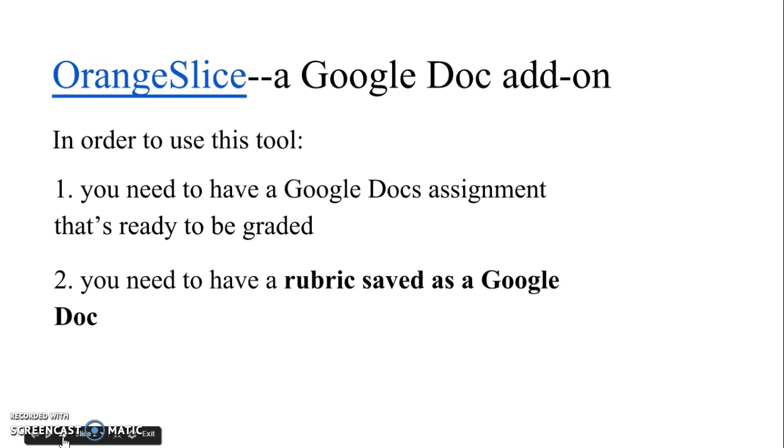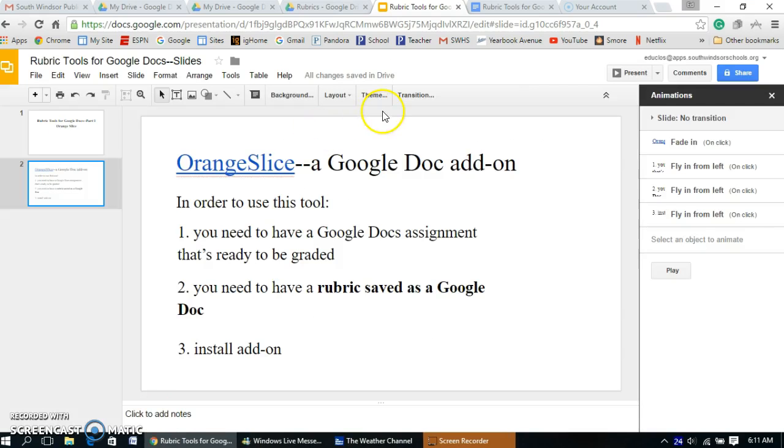Second, you need to save your rubric as a Google Doc. More on that in just a minute. And lastly, you're going to need to install the add-on. Again, Orange Slice is an add-on. So let's go ahead and take a look at how we've done this.